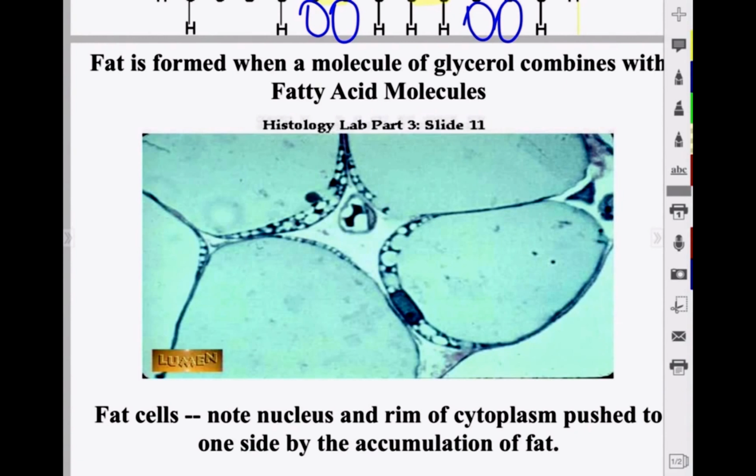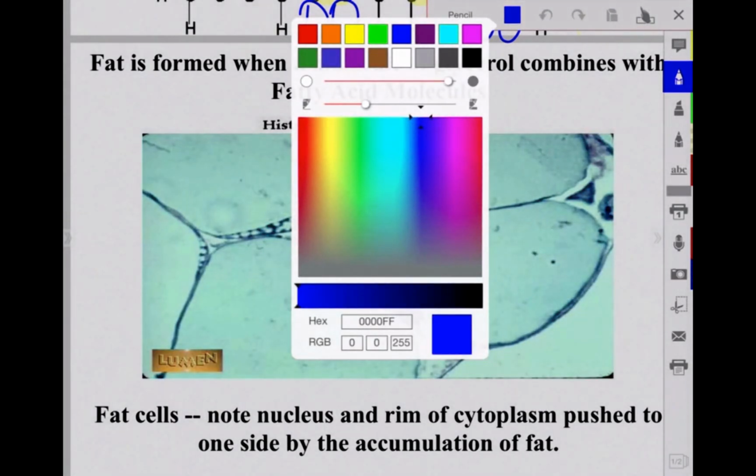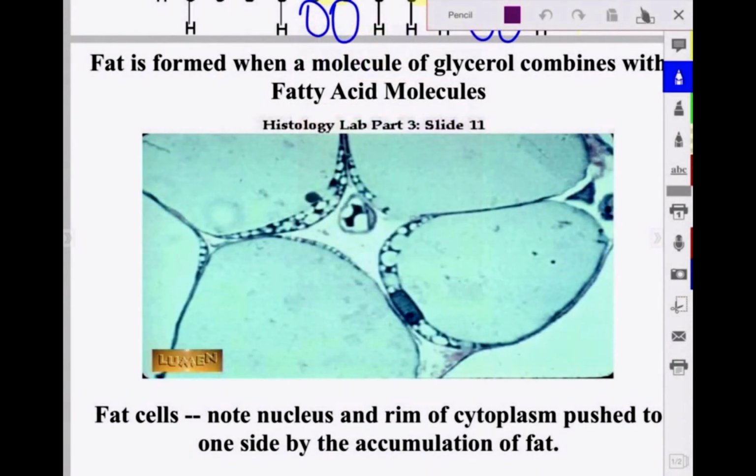Now, this is kind of interesting. This is a little histology lab slide. And what you're looking at are fat cells. But I don't think you've ever really looked closely enough to see where the fat is actually stored. Let's go with purple here. Now, when you look at the cell, it's pretty easy to find, for example, the nucleus. That's not hard at all. But when you look at the rest of the cell, you look closely, you're like, what the heck is that all under the cell membrane? Well, those are lipids.